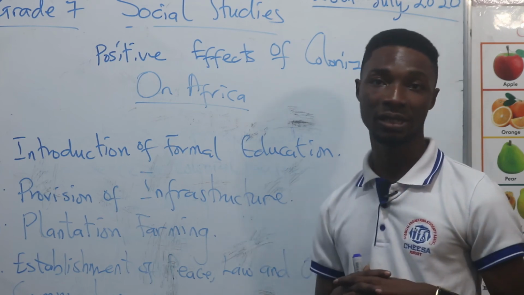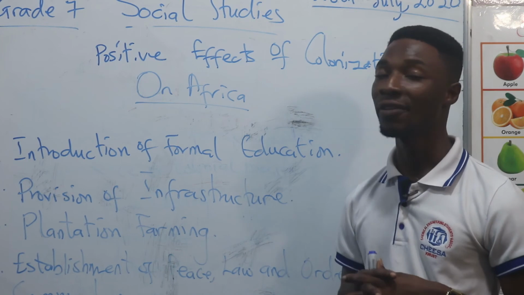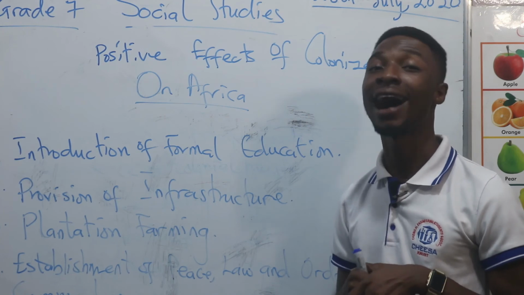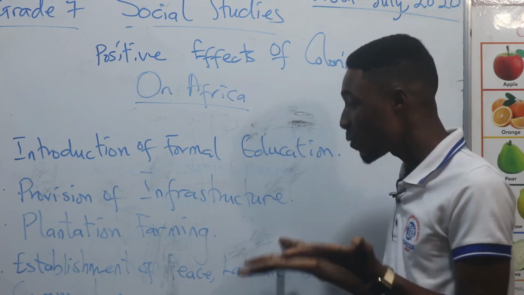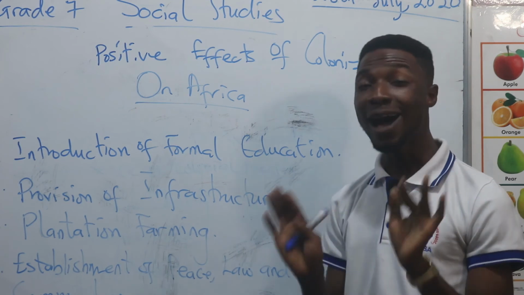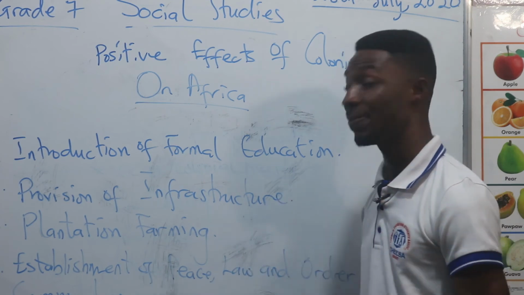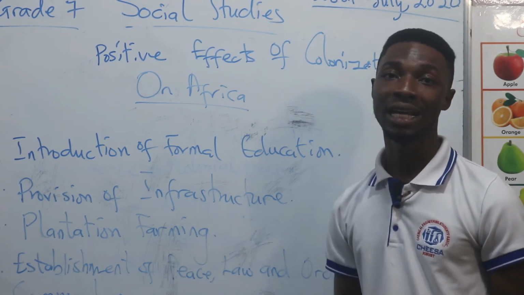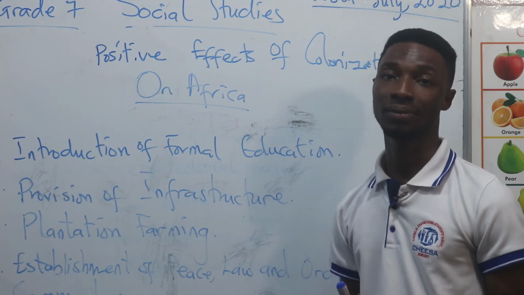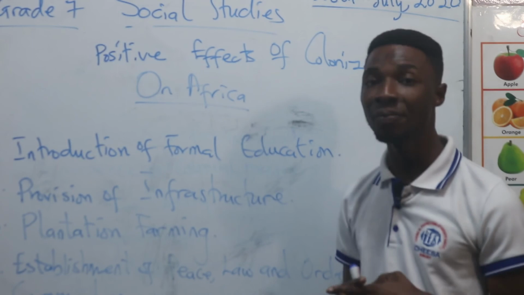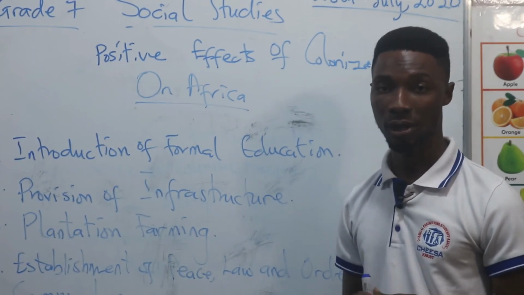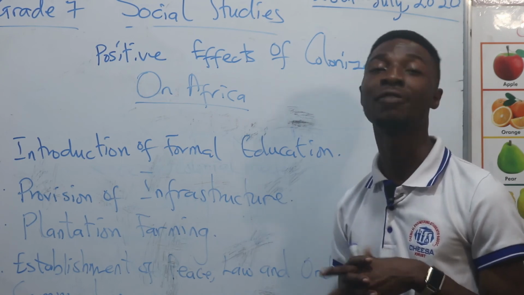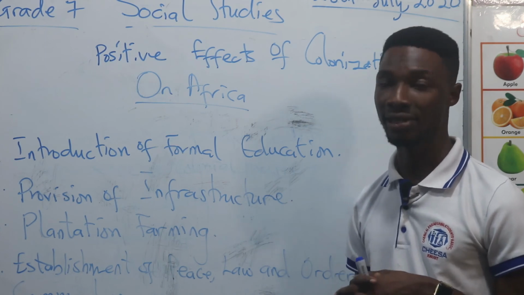Introduction of formal education. Classroom learning and formal education was only introduced in Africa during the times of colonization by our colonial masters. And that is what we are all enjoying now. Without colonization, we wouldn't have been experiencing what we are experiencing now because our parents didn't know anything about classroom learning. They didn't know anything about formal education. Everything was informal. Everything you are taught to do in the house. But now we have formal education. We have people taking up white-collar jobs in Africa as a result of colonization.